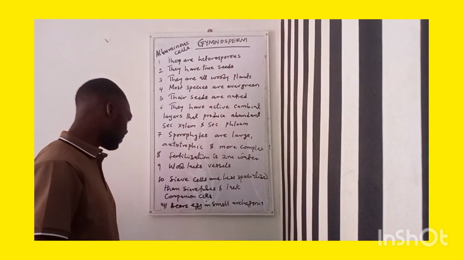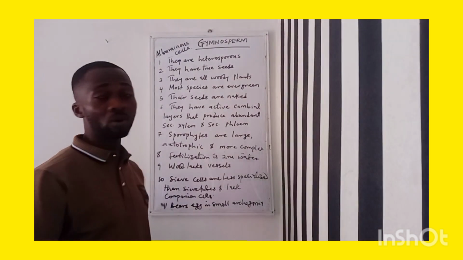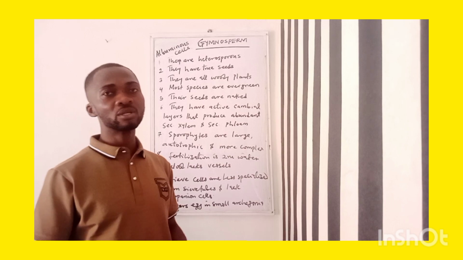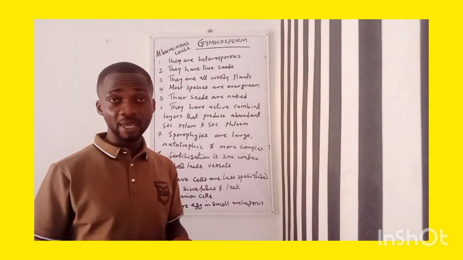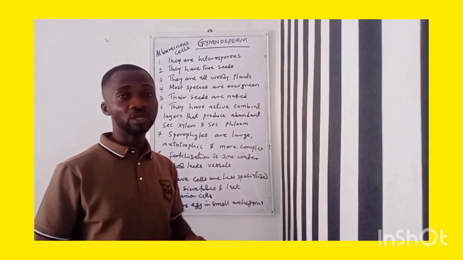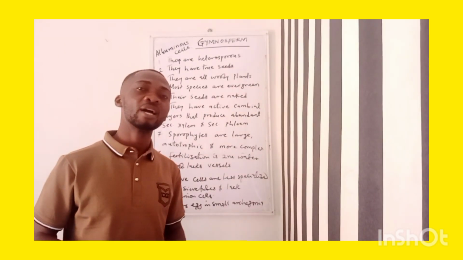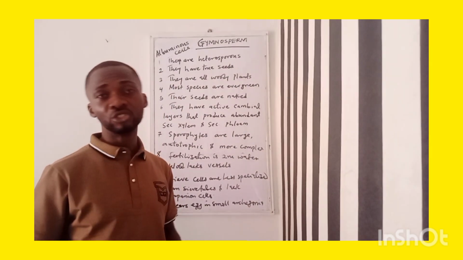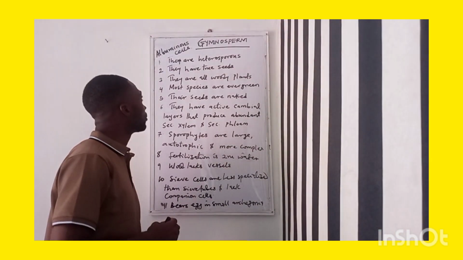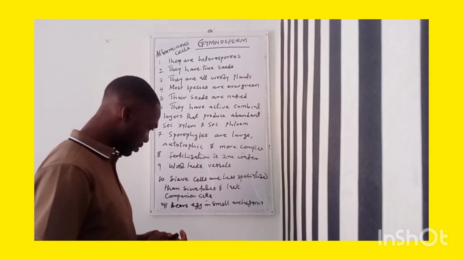Then again, we have the fact that number 11, they bear their eggs in small archegonia. That is also true in gymnosperm. The same archegonia that is found in pteridophyta is also found in gymnosperm, and that is where their eggs are located. So that is about the gymnosperm.